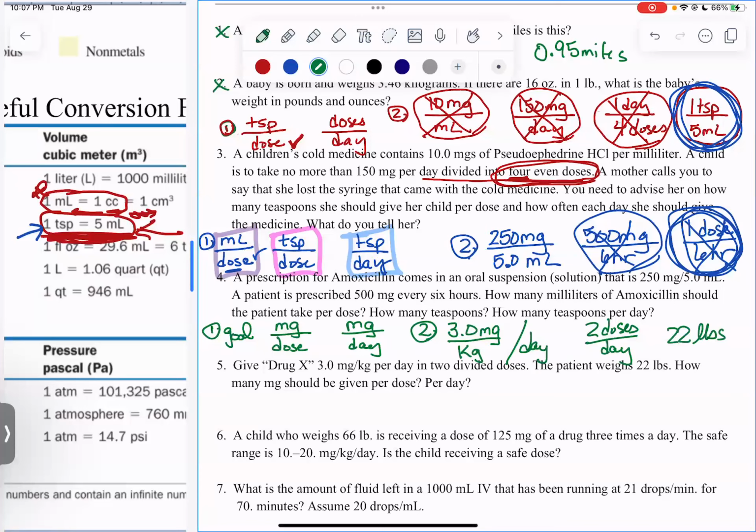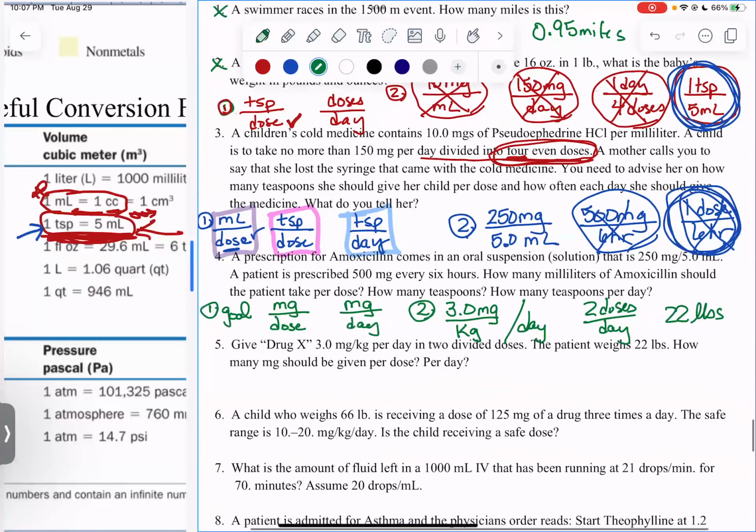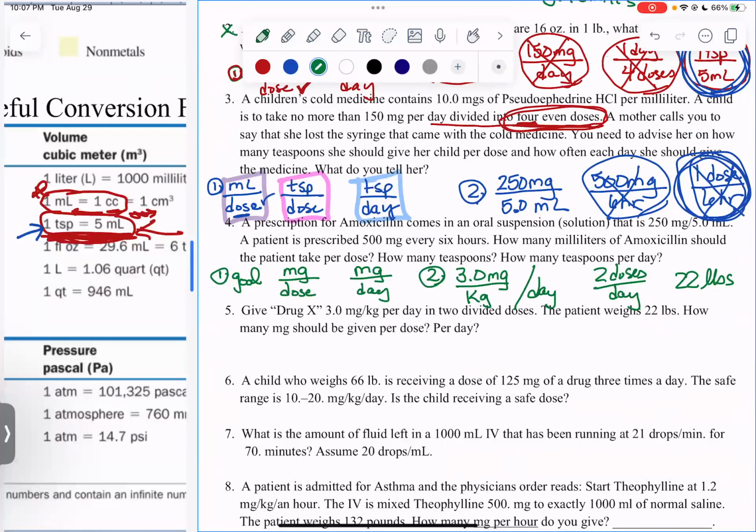The first thing I look at and I say is my patient is in pounds. That is not going to be good. So I really need to get rid of that. So the first thing I'm going to do is convert that pounds to kilograms. So the person was 22 pounds. If I want to get rid of pounds, I want to go to kilograms.